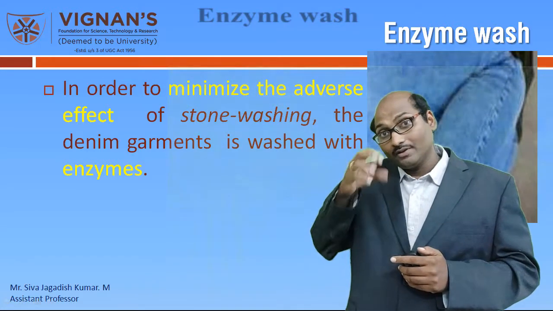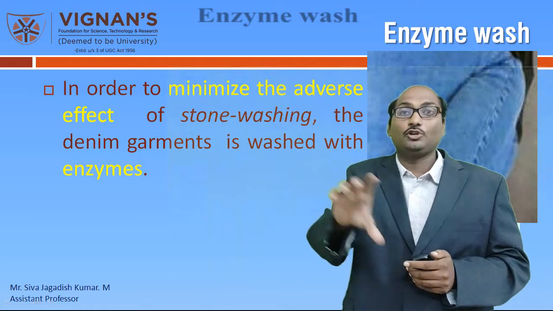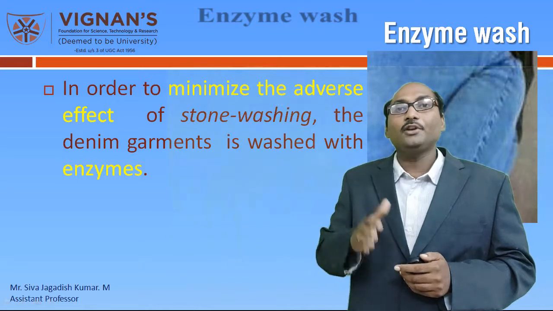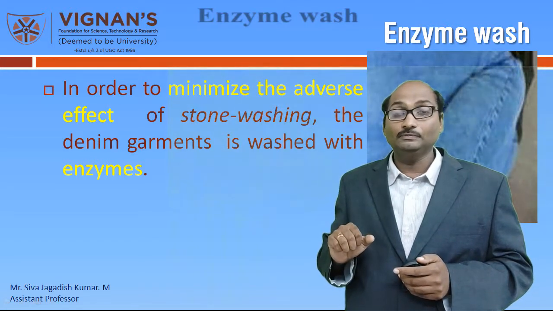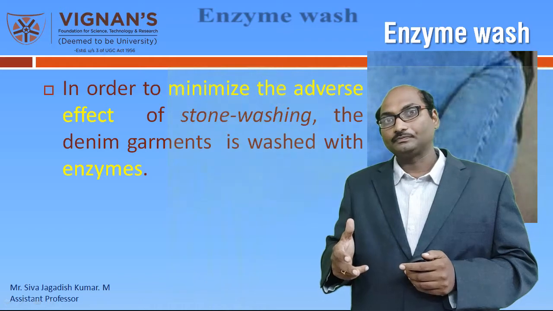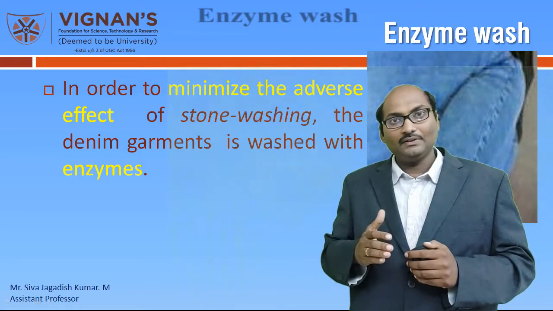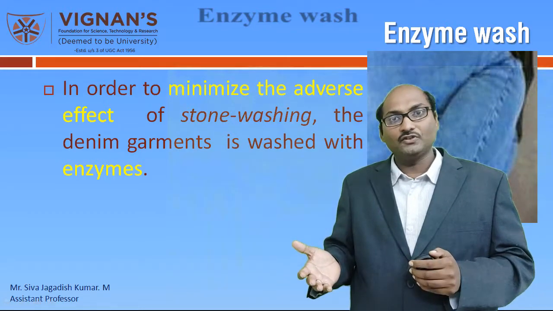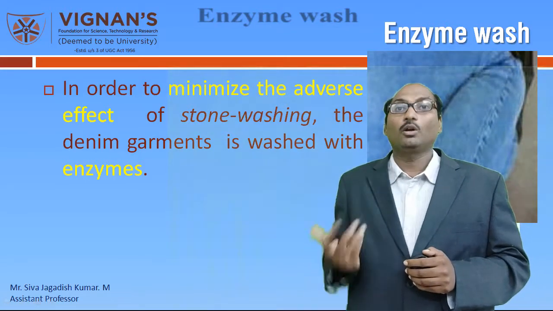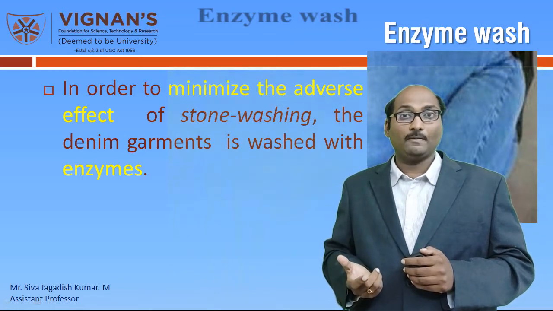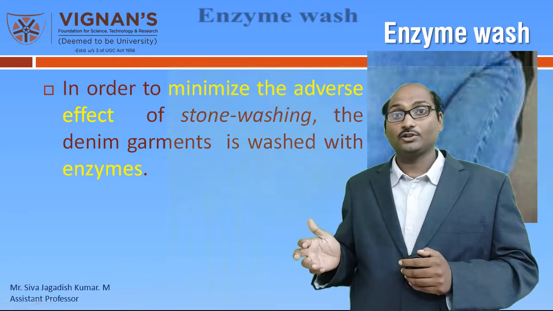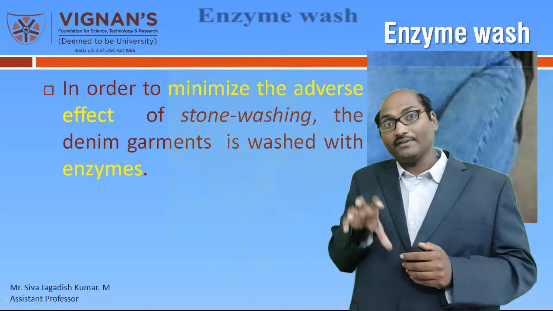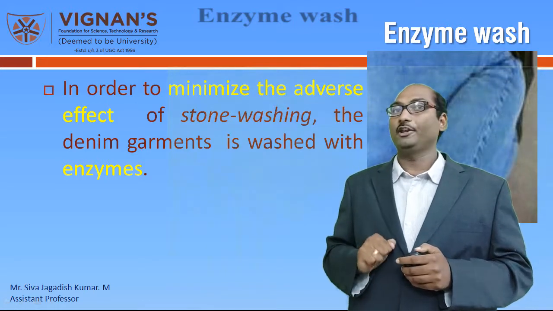Along with the stone wash, if we add enzyme, the process that takes 60 to 120 minutes can be reduced to 30 to 60 minutes. So time consumption will be less, and chemicals and manpower will be saved, and productivity will be increased. With fewer resources, more output, isn't it? That is the reason enzyme wash is a favorite for denim washes.